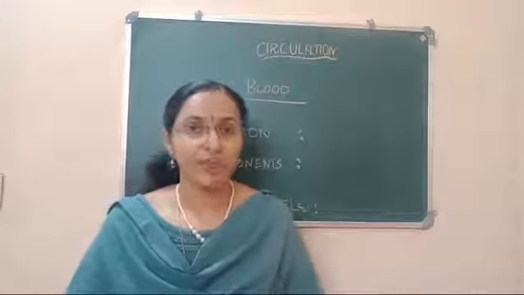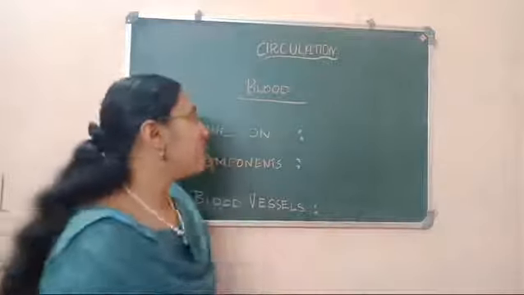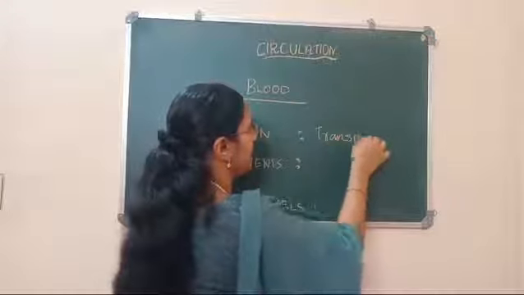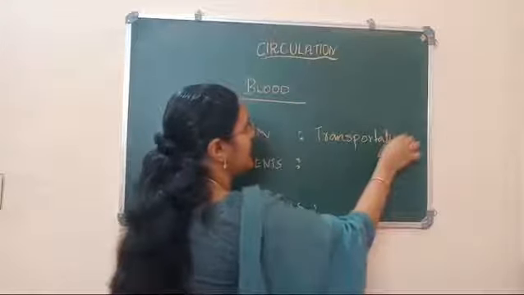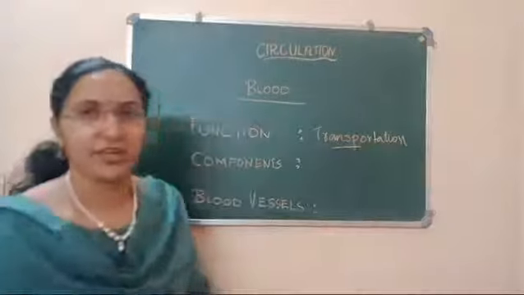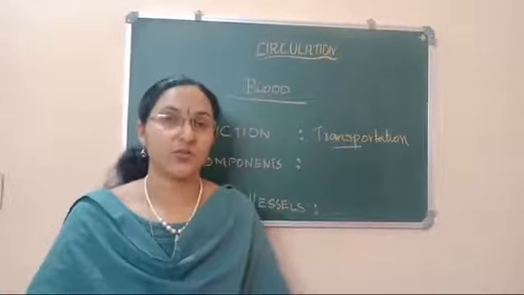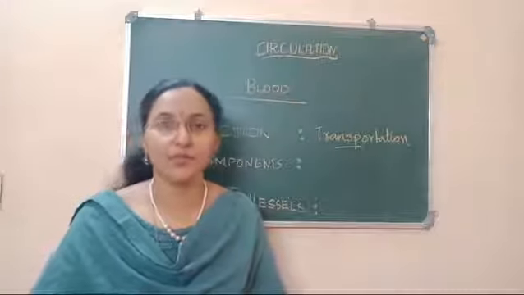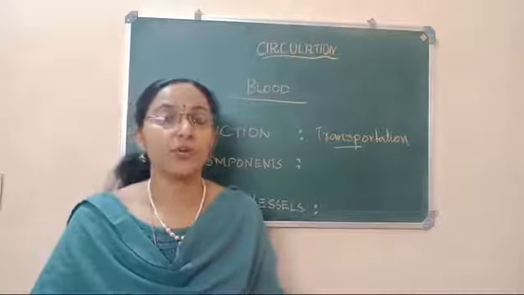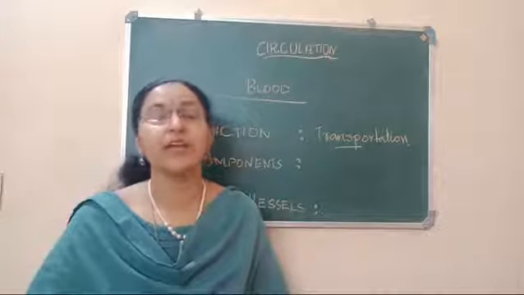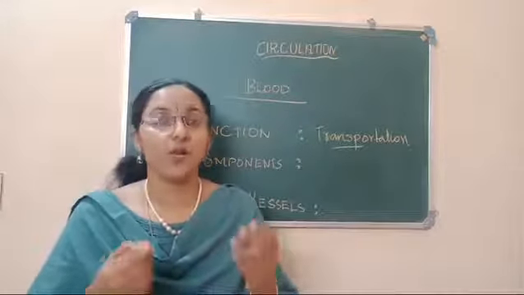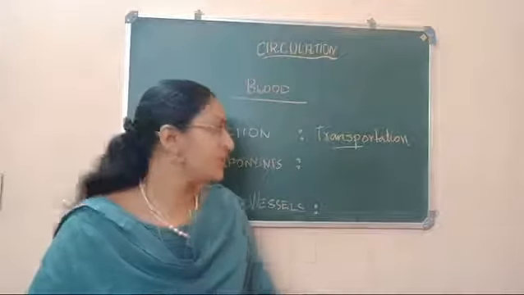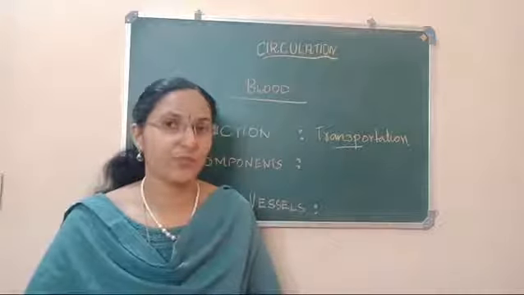And do you know what the main function of blood is? Its main function is transportation. Teacher will write here, transportation. They transport digested food from the small intestines to different parts of the body. They transport waste from all parts of the body for removal, and they also transport oxygen from the lungs to different parts of the body. So the main function of blood is transportation.